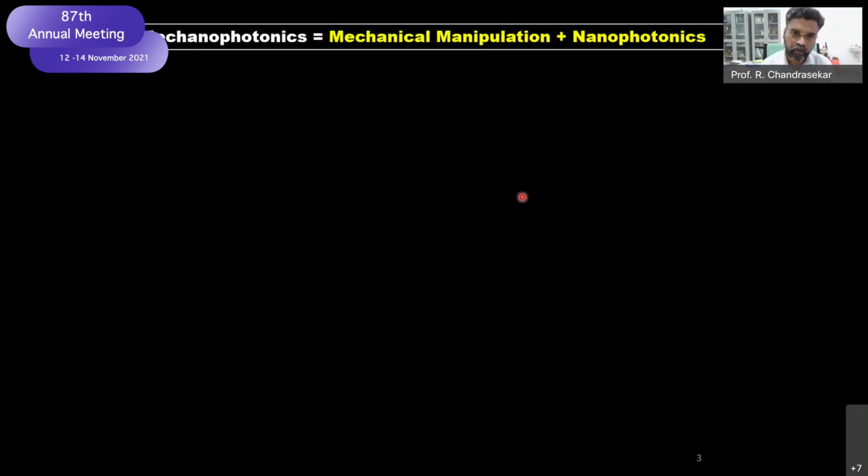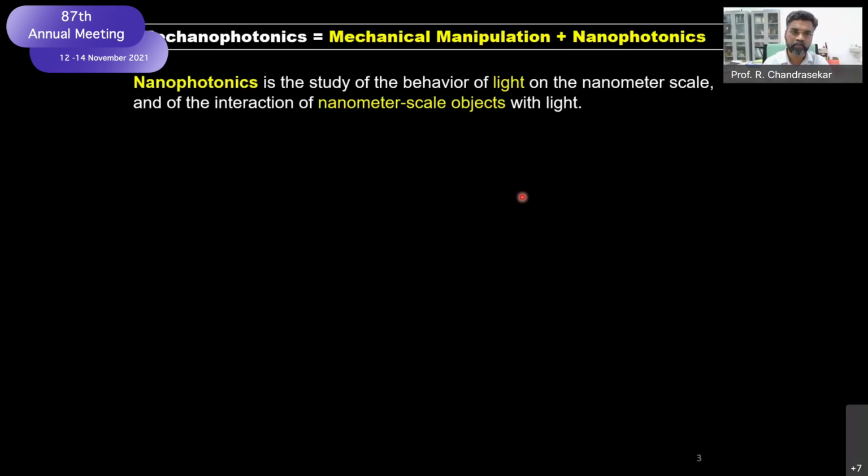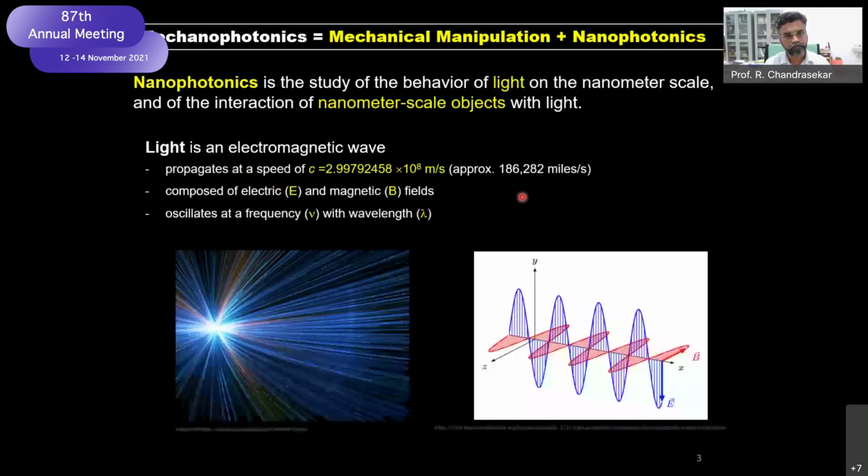Mechanophotonics is a discipline which comprises two major fields, mechanical manipulation and nanophotonics. I will discuss mechanical manipulation after a couple of slides. Let me introduce what nanophotonics is. Nanophotonics is the study of the behavior of light on the nanometer scale and how light interacts with nanoscale objects. The interaction of light with nanoscale objects is completely different when compared with bulk materials, and that is what we are going to see in today's discussion.